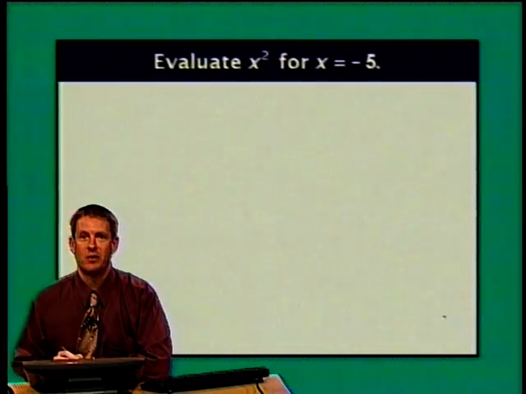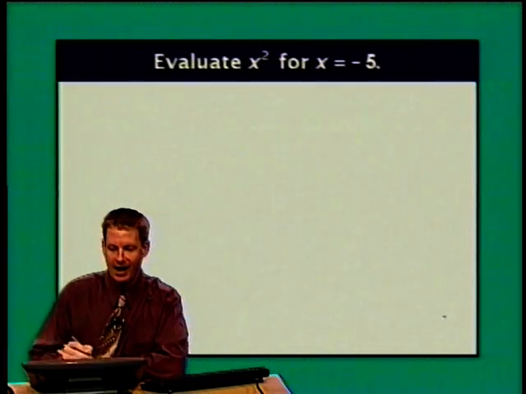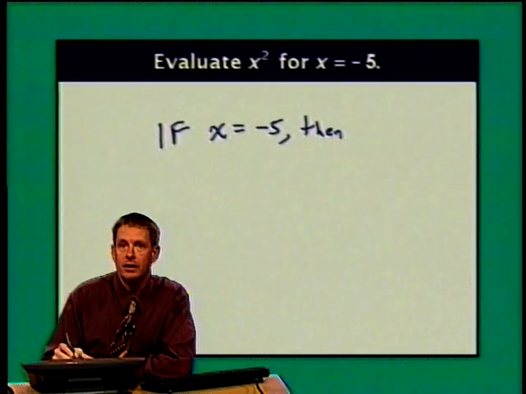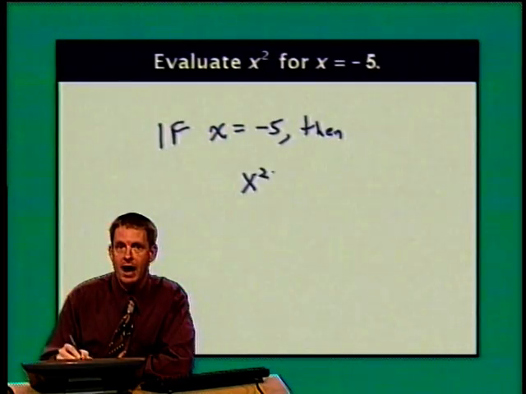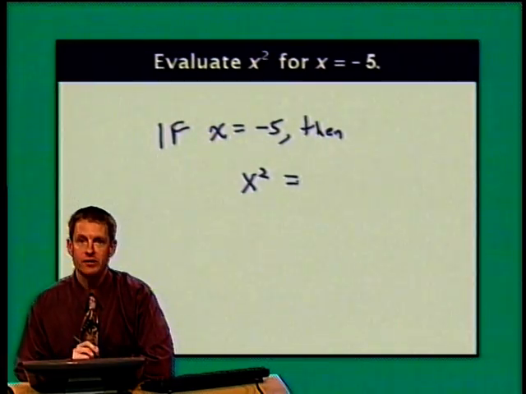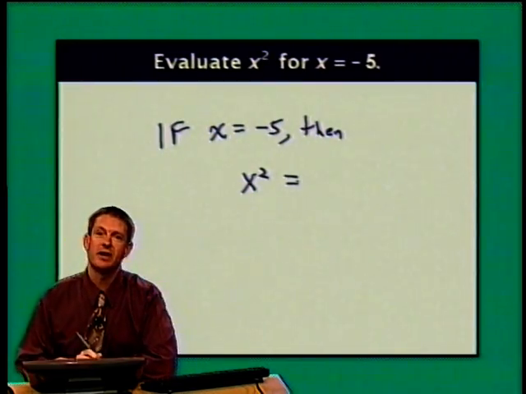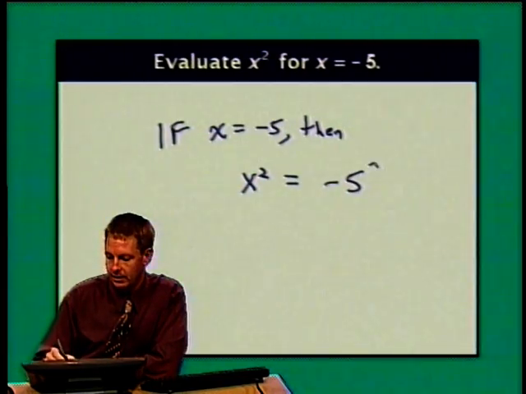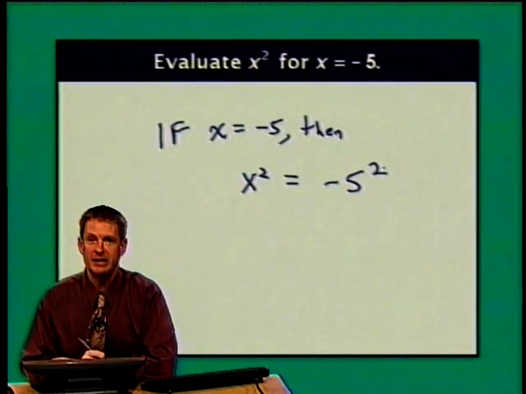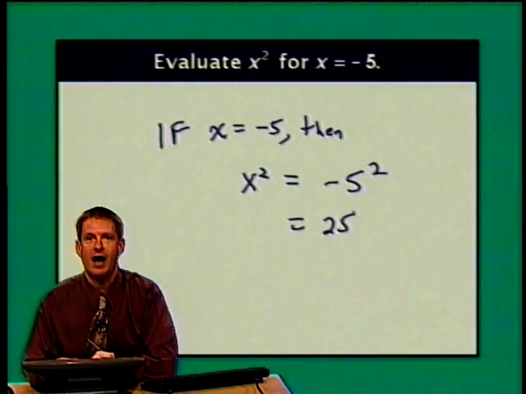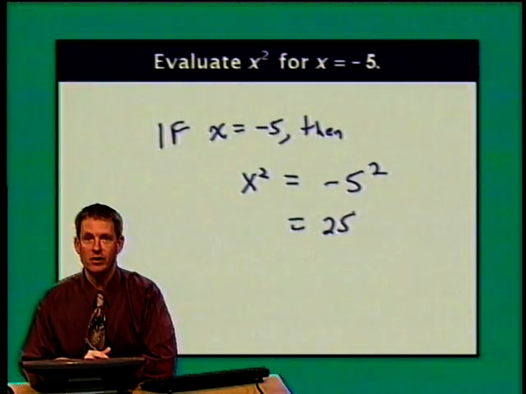Let's evaluate x squared for x equals negative 5. If x equals negative 5, then the expression x squared equals the number negative 5 squared. Now let me show you something I've seen people write before. They'll write the number negative 5 with an exponent 2, and then they'll say the net result is 25. This is only half correct.